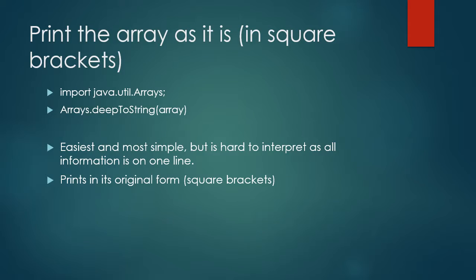The third method is to print the array as it is, or in square brackets. This is the most straightforward method and the easiest way to print it, through using Java's array utility by converting the 2D array into a string using the Arrays.deepToString method, which prints the 2D array in its square bracket form. However, it is very hard to interpret as all information is on one line.